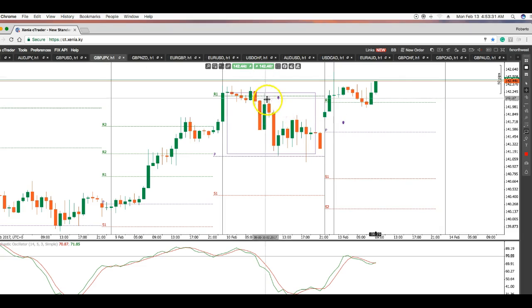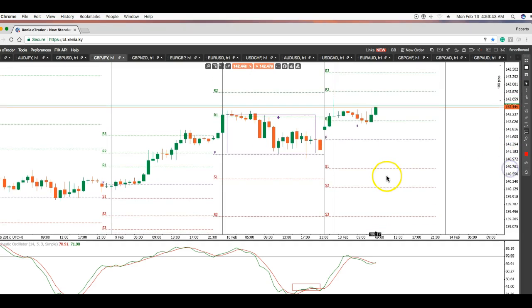Pound yen sold off on Friday. Stochastics was oversold. There, and there's the Monday retracement. And most likely it will continue to go north, since the market was in an uptrend the previous day and Friday sold off. Now it's continuing to go north.